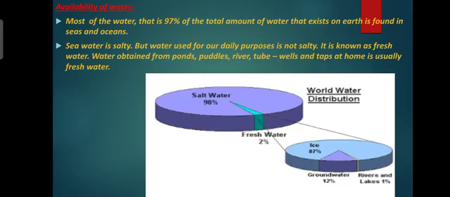Most of the water, that is 97% of the total amount of water that exists on Earth, is found in seas and oceans. Can we drink the water available in the sea? Sea water is salty, but water used for our daily purposes is not salty. It is known as fresh water. Water obtained from ponds, rivers, tube wells and taps at home is usually fresh water.